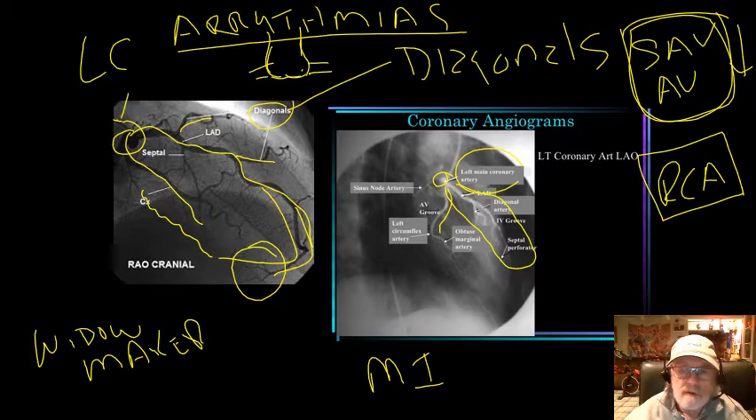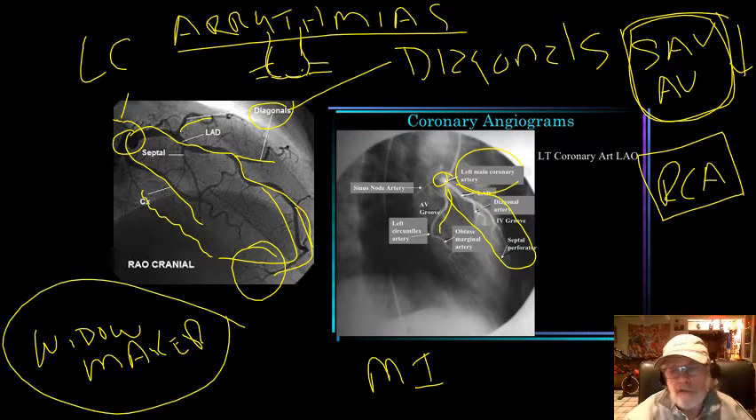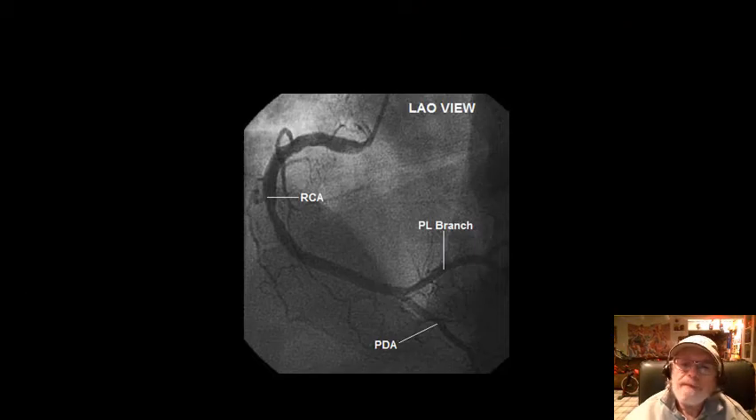People die from arrhythmias, usually relatively soon with myocardial infarctions, especially if it's involving the widowmaker or the right coronary artery. Okay, left coronary artery will do the same thing. In fact, some people do have more contribution to that area by the left coronary artery, but most people still, it's mostly the right coronary artery that does that. Again, this is the right coronary artery.